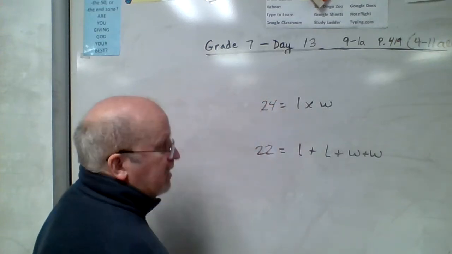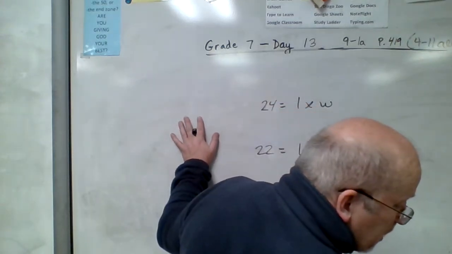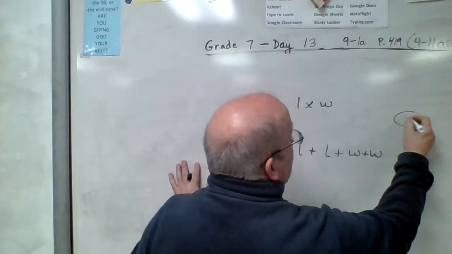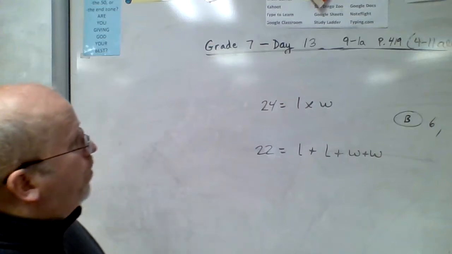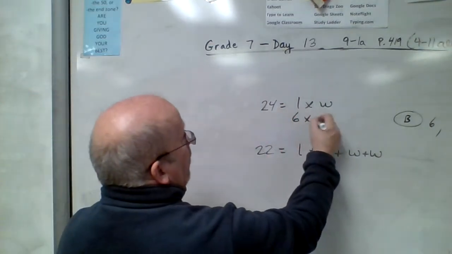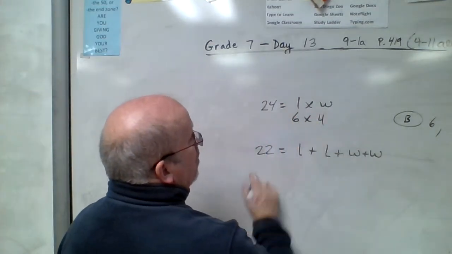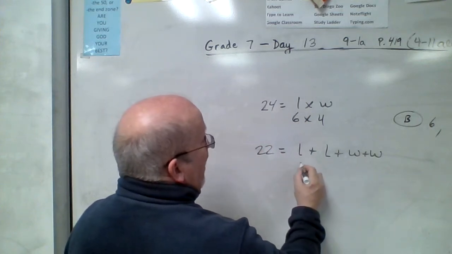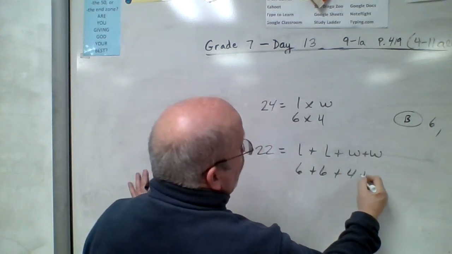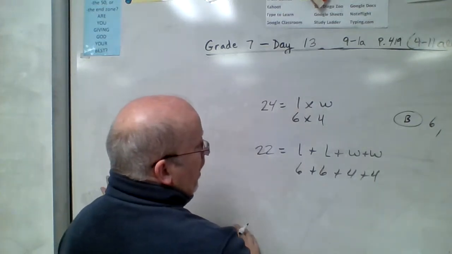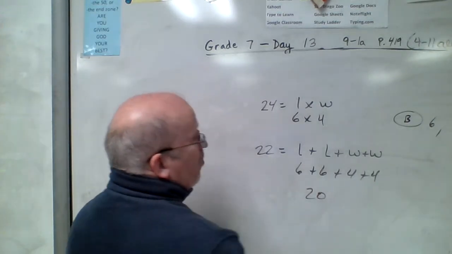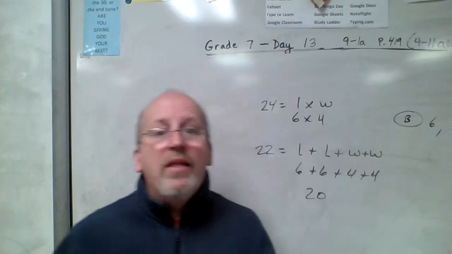I'm going to pick randomly one of these. I'm going to pick 6 and 4. In other words, I'm looking at answer choice B. Is that the answer to this problem? Well, 6 times 4 is 24. That's true. But if I add 6 and 6 and 4 and 4, I do not get 22. Instead, I get 20. So answer B can't be the answer.